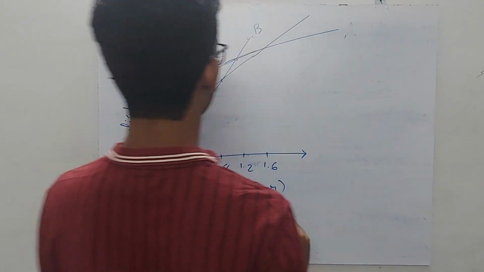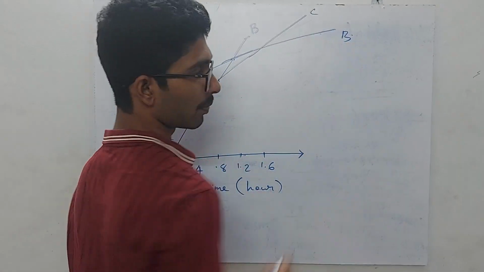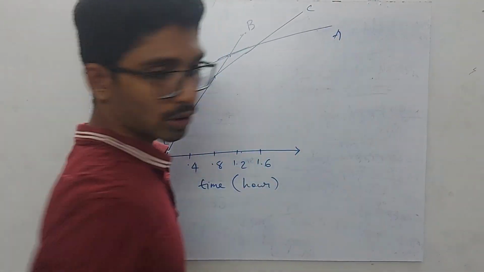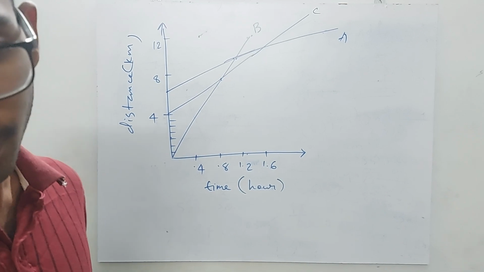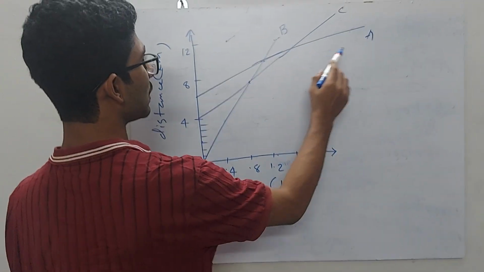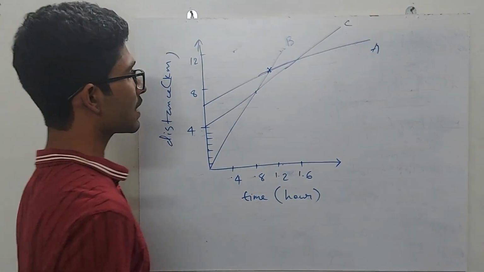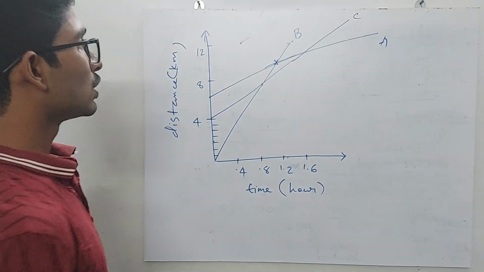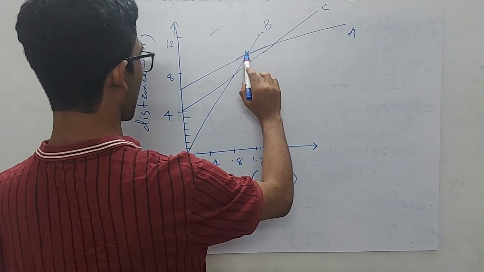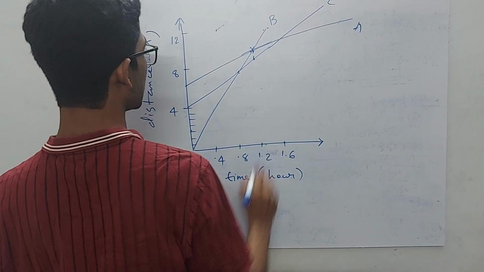Okay. So this is C. This is B. Sorry, A. So they have told us that when B passes A, so this is B, this is A. This is A, this is B. So this is the point when C passes B. Okay. So when B passes A, at this point B passes A, and the corresponding point is this one.